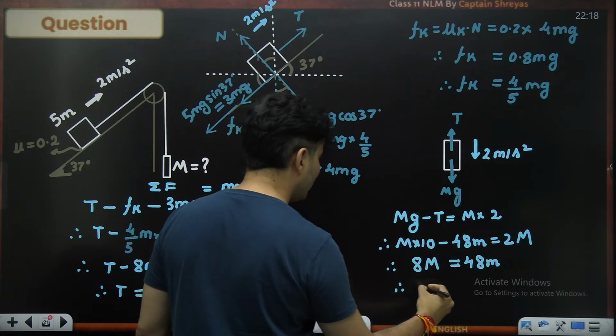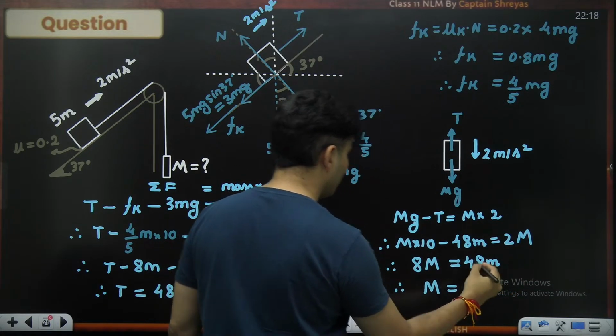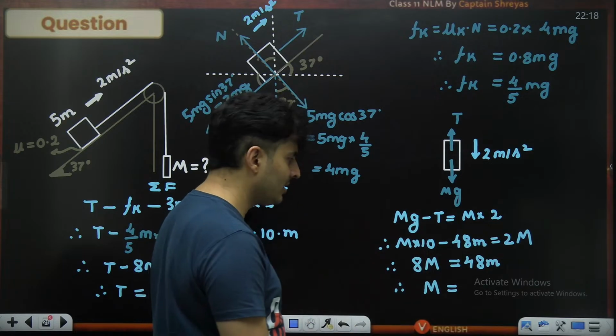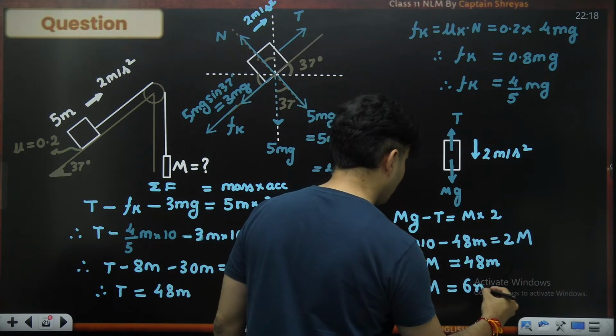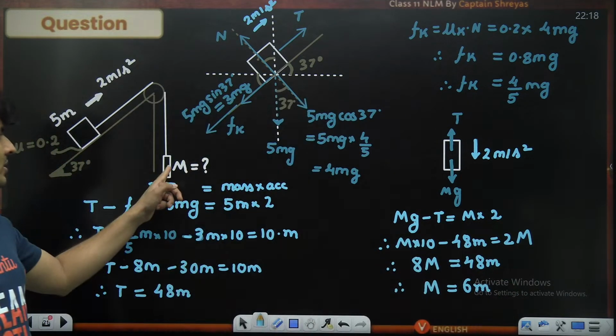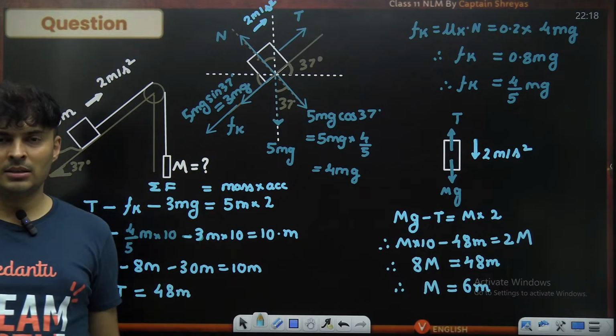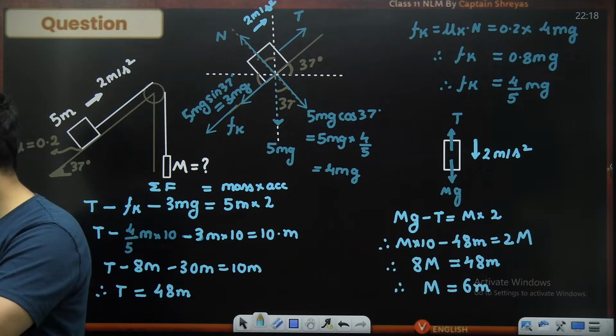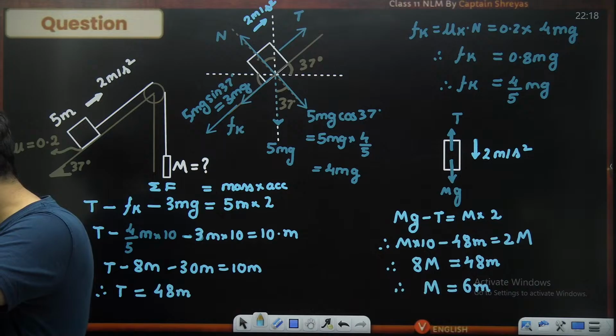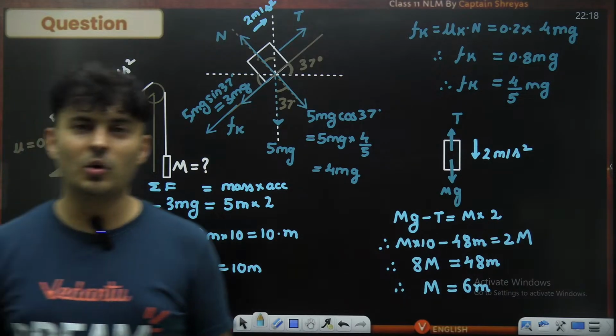What do I want? I want capital M, right? So capital M is 48 by 8. Come on, my dear students. Yes, it is 6. So 6 times small m is the answer. So this mass should be 6 times, or 6m basically, than small m. Yes, perfect, Dilip. You got the answer as 6m. Perfect. Kudos to all of you.